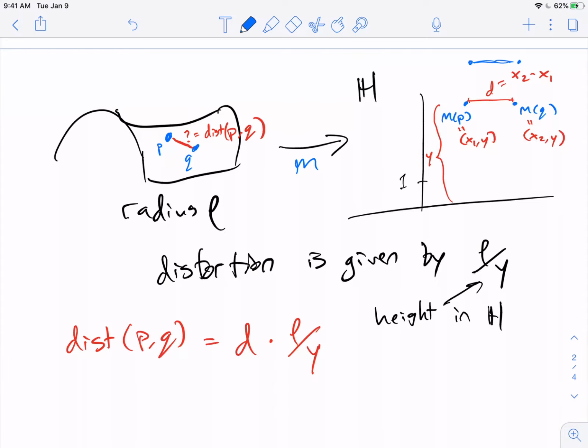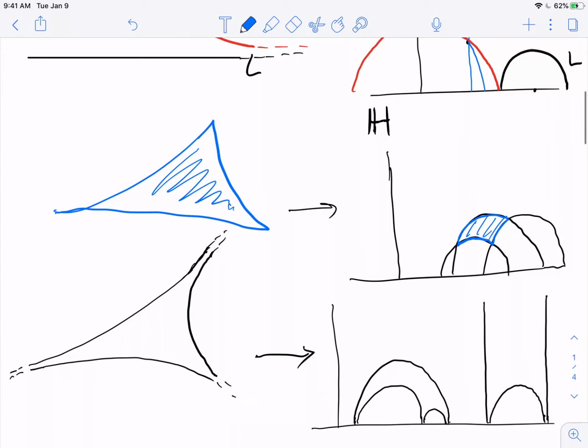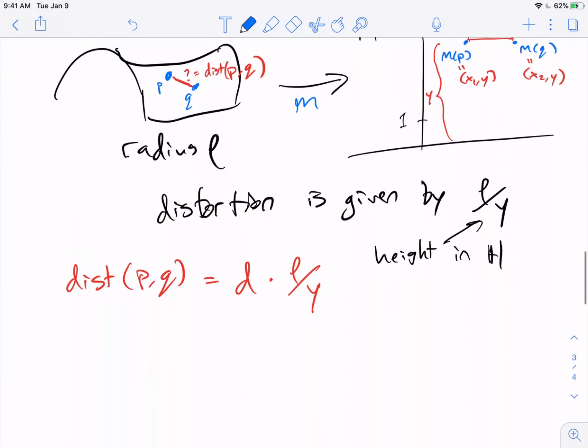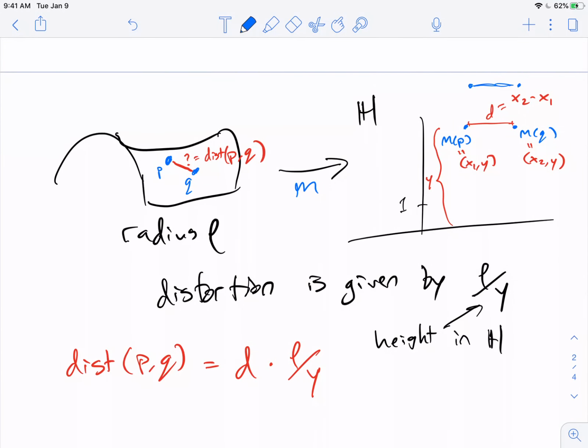So the key takeaways from this lecture that I want you to have is, okay, we have these ideal triangles. We can represent them on our map of the upper half plane. And then finally also this distortion factor of rho over y.